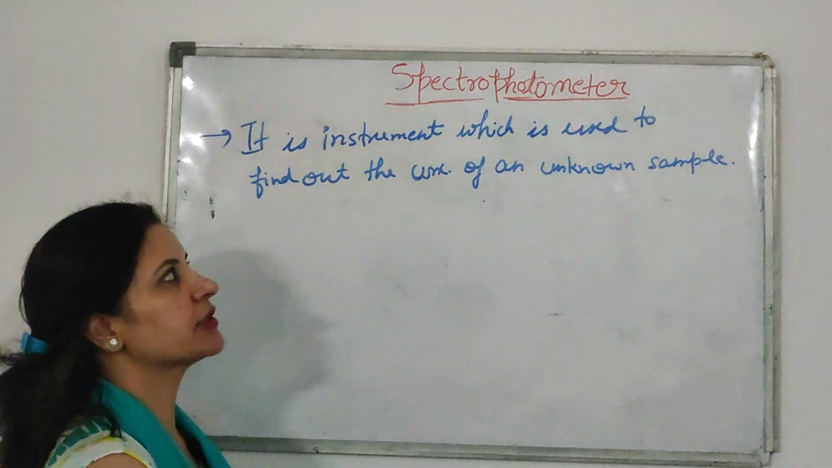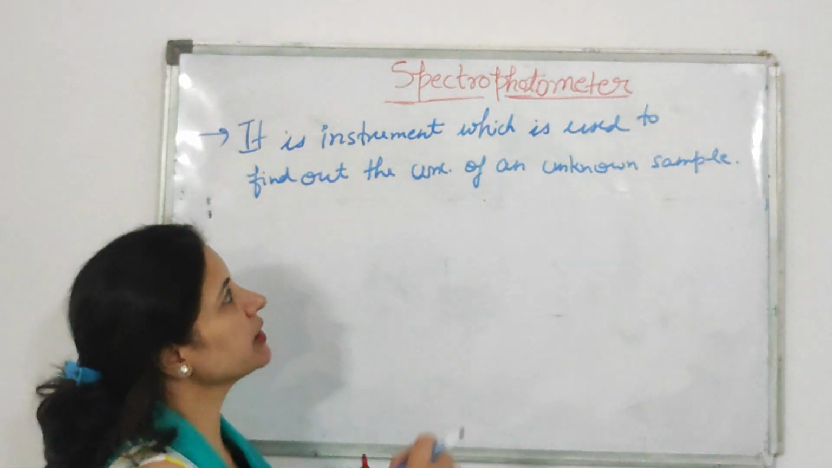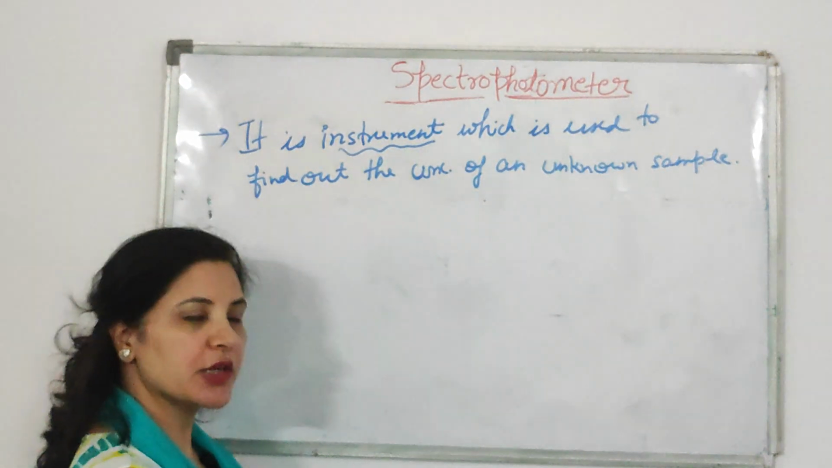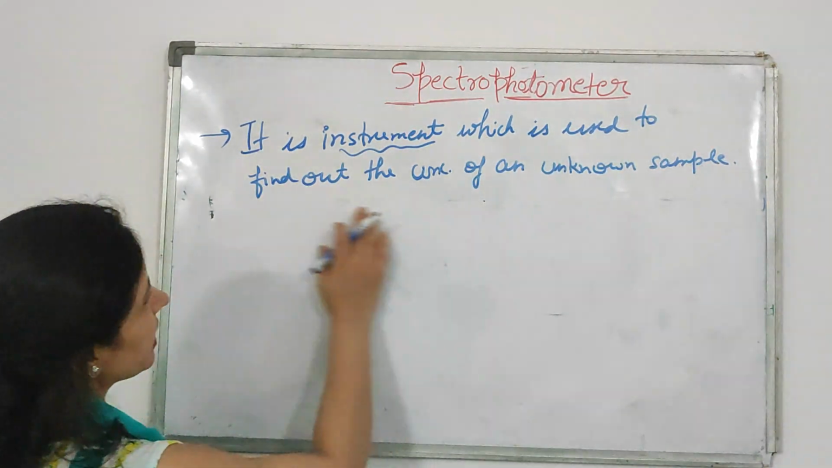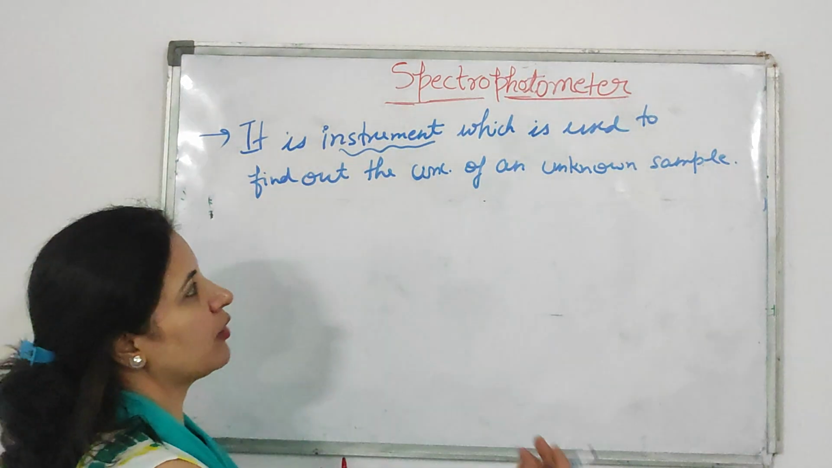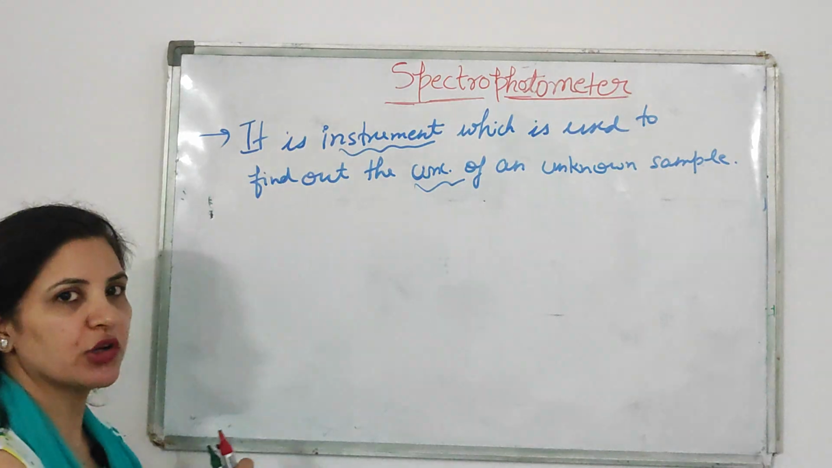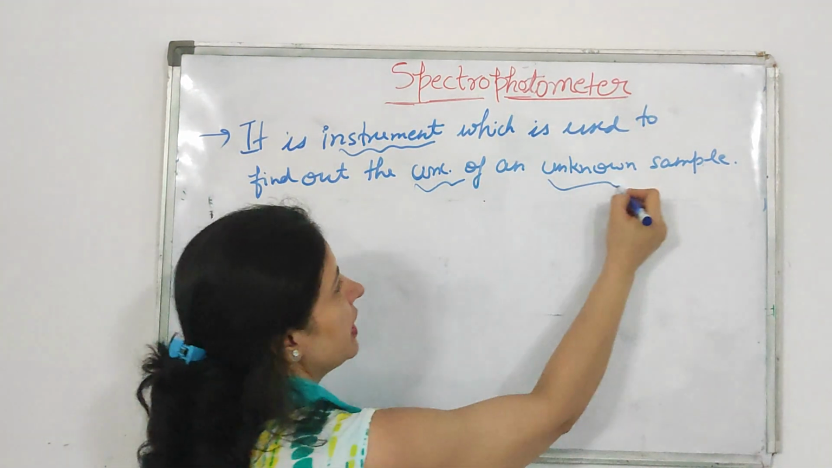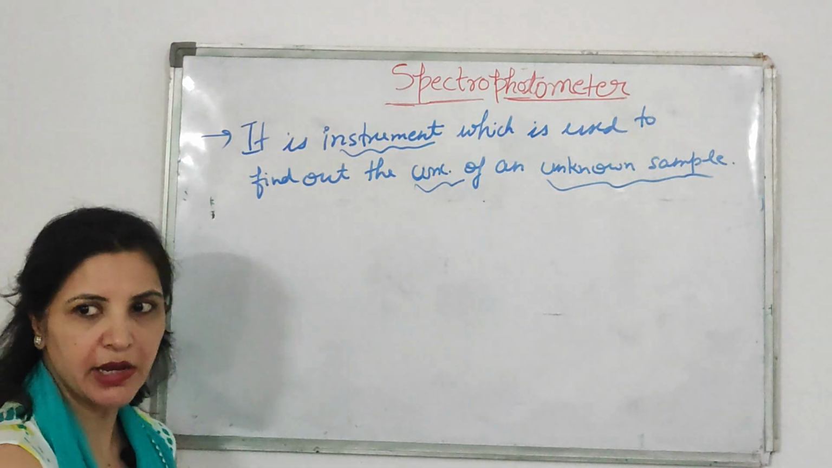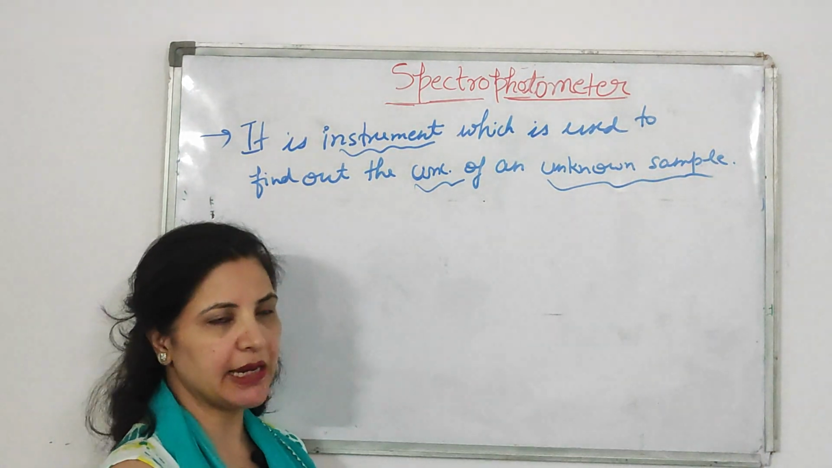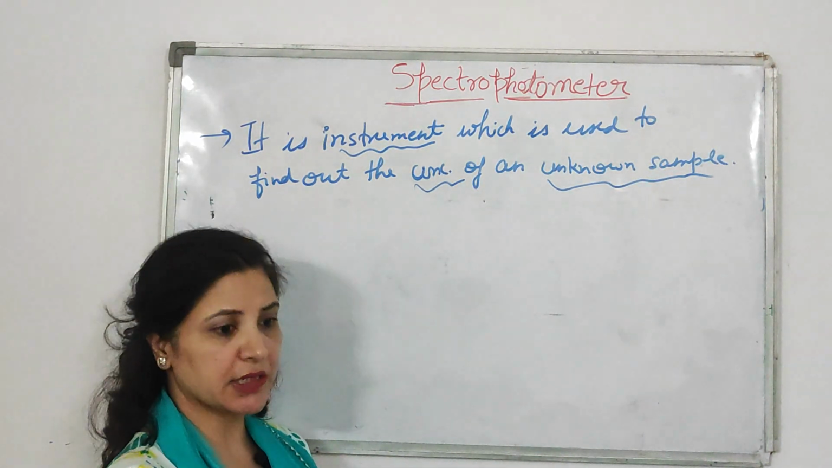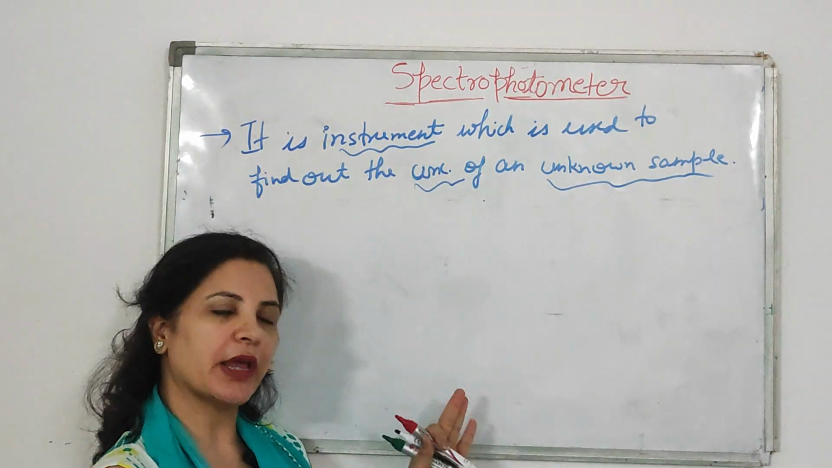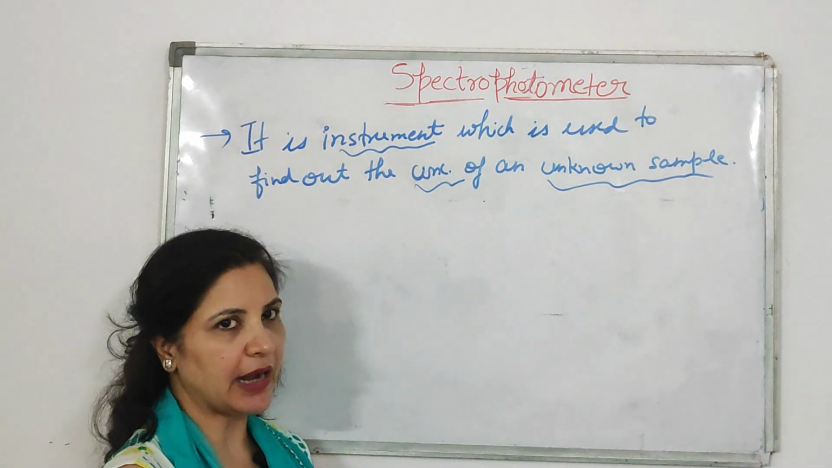So it means that spectrophotometer is an instrument. And why is this instrument used? What is the use of this instrument? This instrument is used to measure or find out the concentration. Through this instrument, you will find out the concentration of any unknown sample. Suppose in the lab you have an unknown sample and you want to measure its concentration. Then with the help of this spectrophotometer, you can easily measure the concentration of that unknown sample.